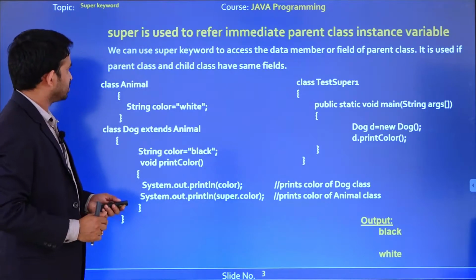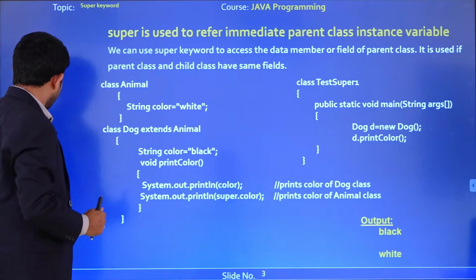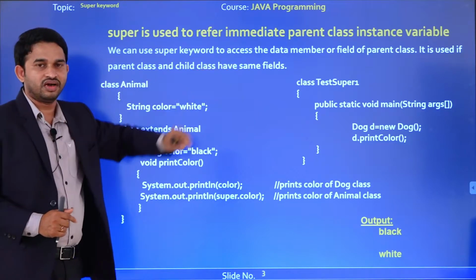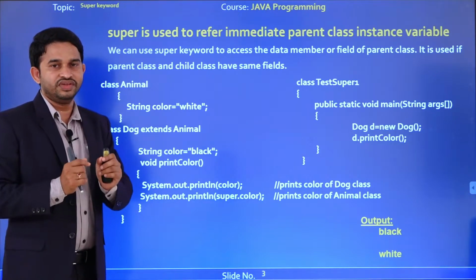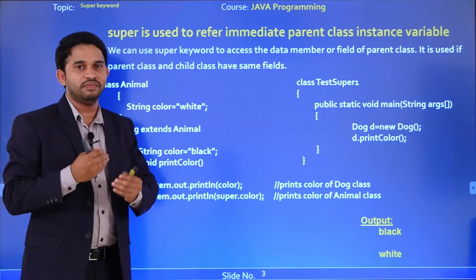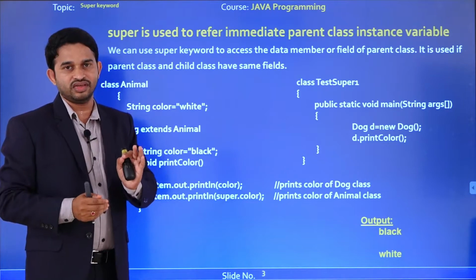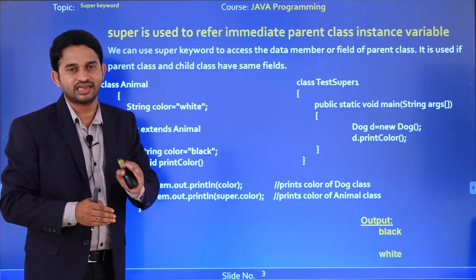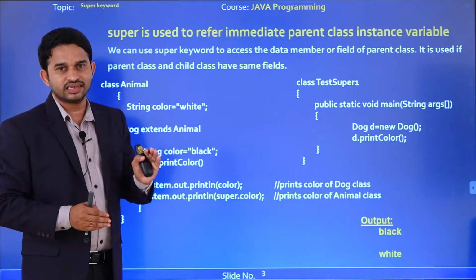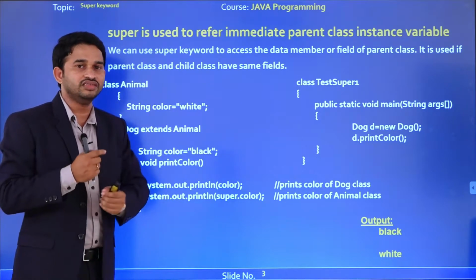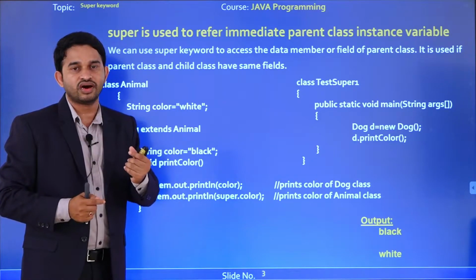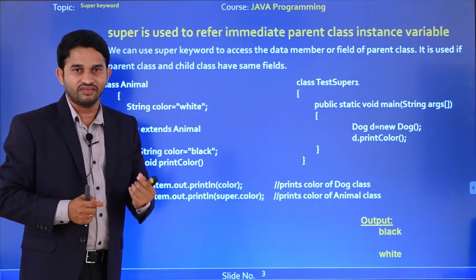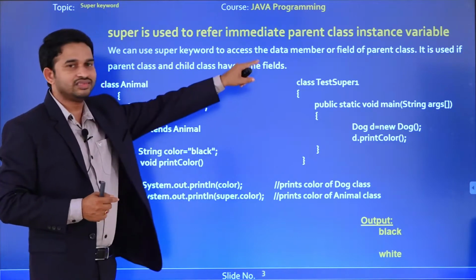The first one is that the super keyword is used to refer to the immediate parent class instance variable. What is the meaning of instance variable? A variable which is declared inside a class, outside a method, without using any static keyword, we call an instance variable. If the variable is an instance variable, we have to create an object for it, because in order to call that variable we require an object. That is the meaning of instance variable.